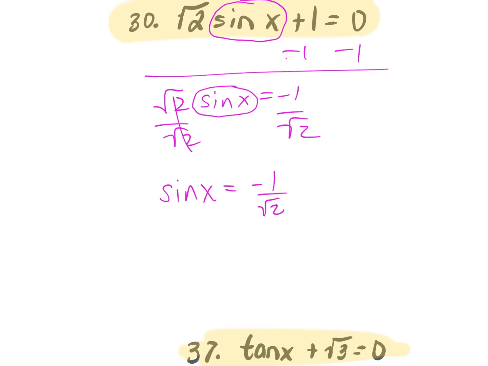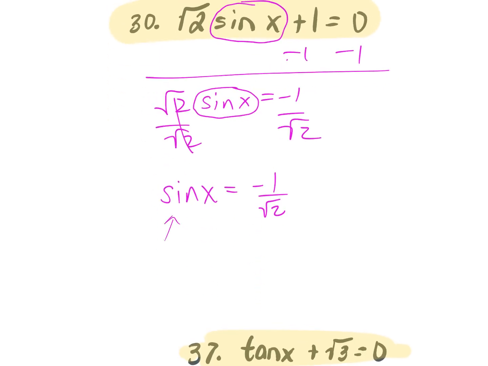What are the sine values? Y. Are there any sine values, y values on the unit circle that are 1 over the square root of 2? No. So what do you need to do with this? You need to rationalize. If you have a radical in the denominator and it's not on there, rationalize. So I have negative root 2 over 2.